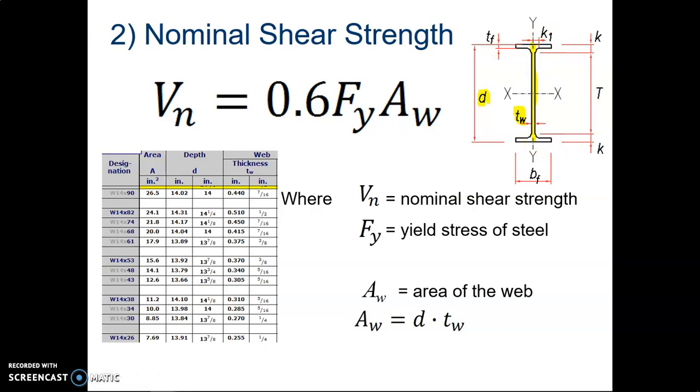So why is it the area of the web? Well, if you think about it, if you were to load this beam, and you were to keep loading it and loading it and loading it until it eventually failed from shear, a shear failure is when you just put so much weight on top of a member that the member just snaps. It does not bend and break. Bending and breaking would be bending moment failure. Shear failure is when there's just so much force pushing straight down that the member just snaps.